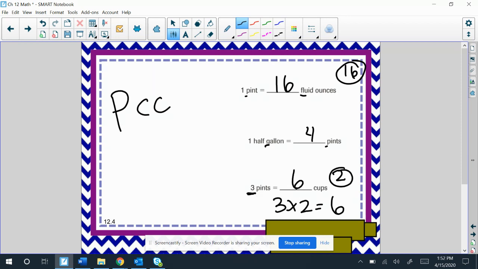I have 3 pints, so 1, 2, 3. Each one has 2 C's. So 1, 2, 3, 4, 5, 6. 6 is still correct. Let's look at the next one.